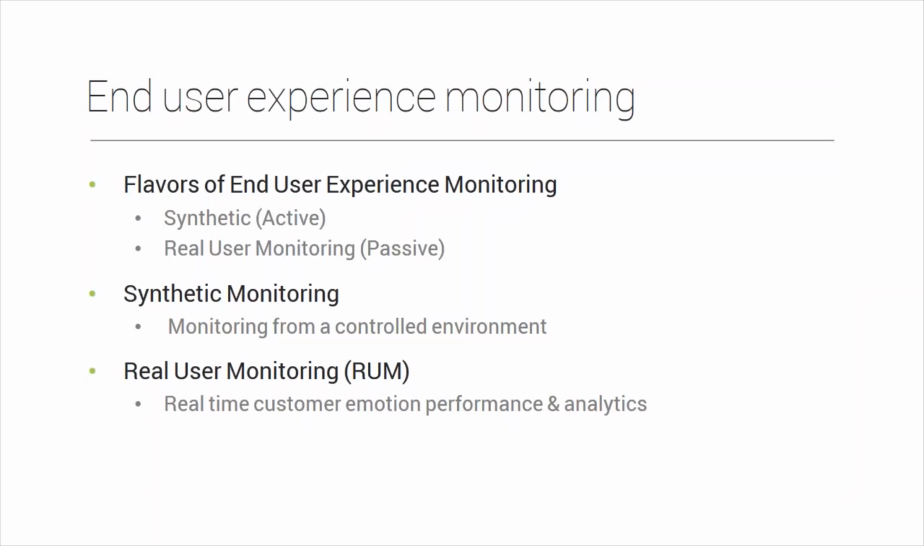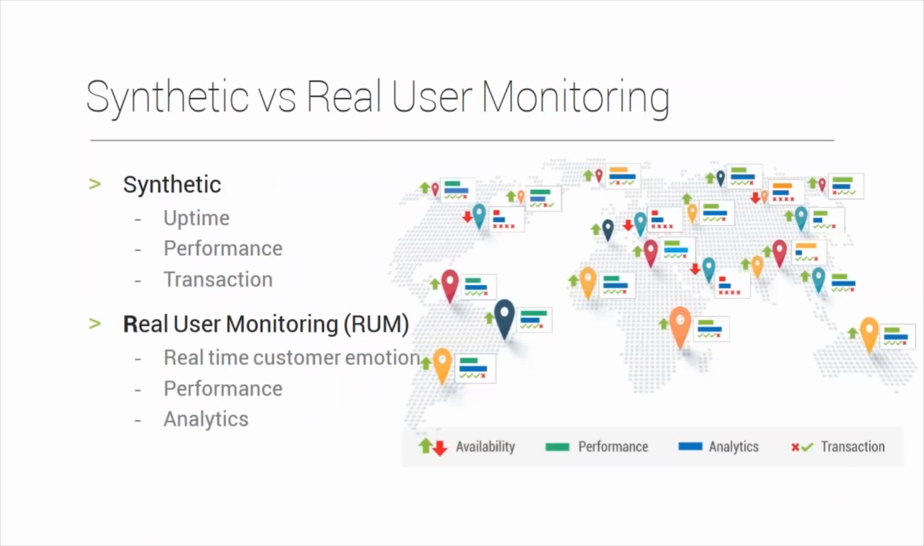So what is end user experience monitoring? End user experience monitoring has two flavors, which are synthetic and real user monitoring. Synthetic monitoring runs in a controlled environment with dedicated RAM, memory, and CPU, etc. Whereas real user monitoring, which is RUM, gives you the real-time experience of the user. So let's see what synthetic and real user monitoring do.